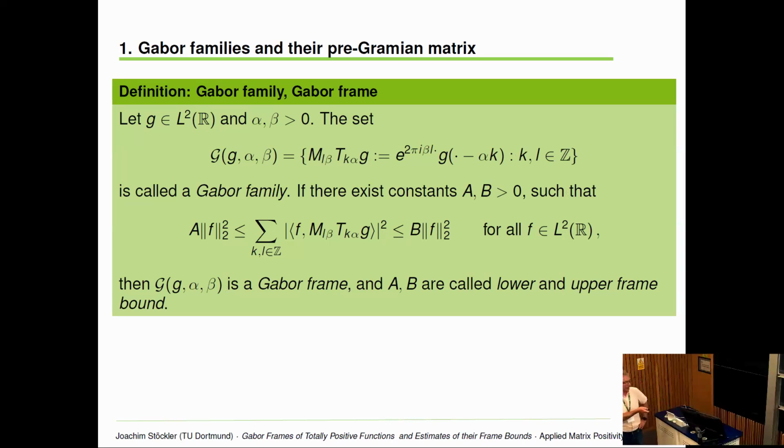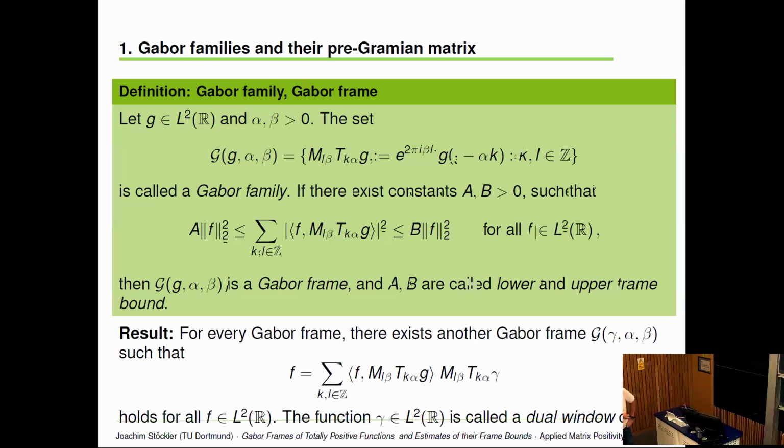This is called a Gabor frame, and during the talk A and B, I hope, will always denote lower and upper frame bounds. I still detected a matrix denoted by A, which I corrected before the talk. So hopefully this was the only occurrence. There's an important result with Gabor families. Once you know your family is a Gabor frame, there always exists a dual family, which is also a Gabor frame with the same parameters alpha beta, which allows you to get this reconstruction or representation of f. So you take inner products with respect to one family and do the reconstruction with respect to the other family.